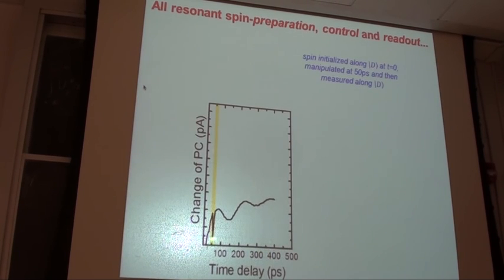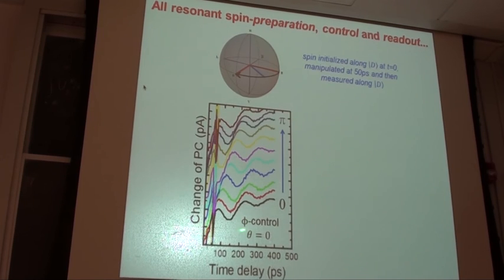This is an example of the pulse applied at 50 picoseconds time delay. You saw that it was excited along the diagonal direction. We manipulated at 50 picoseconds time delay and measured along diagonal. This oscillation is due to the precession of the fine structure splitting. And at this point here, we varied the orientation of the control pulse.